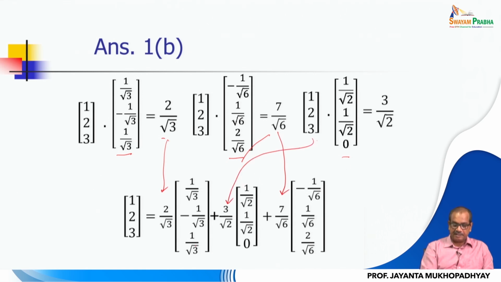Yeah, these are the coefficients, and these are the dictionary atoms or basis vectors. So this is a linear expansion which will give you 1, 2, 3. Because they are a set of orthonormal vectors, it is easier to compute.